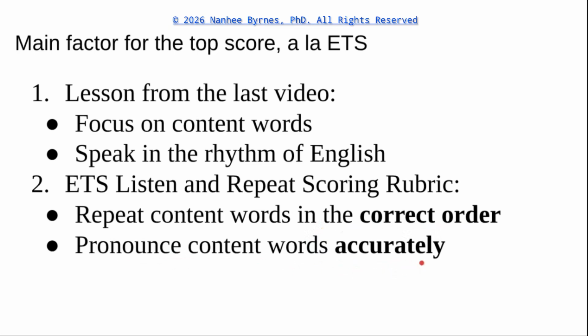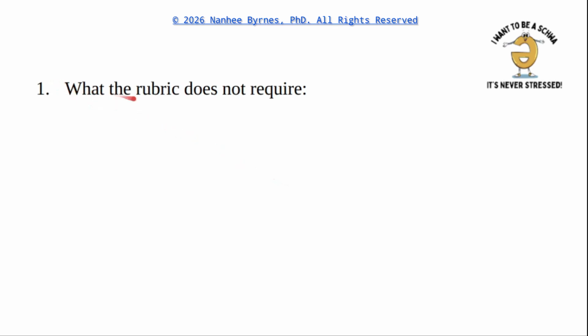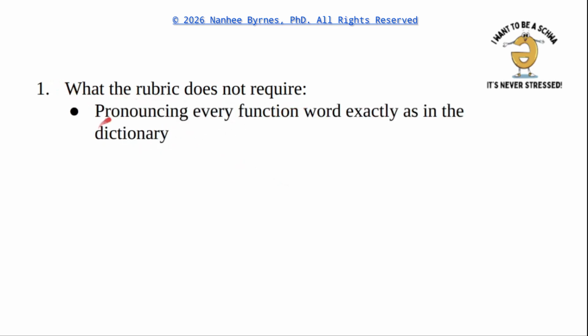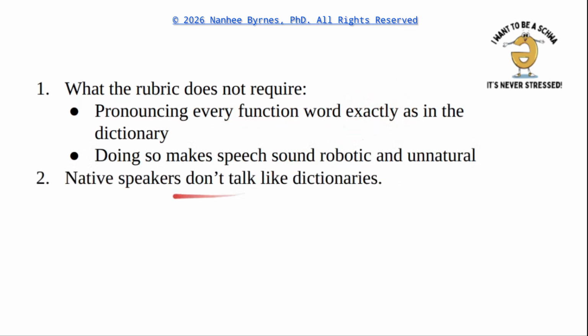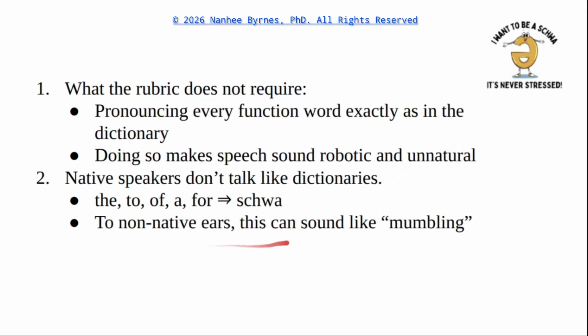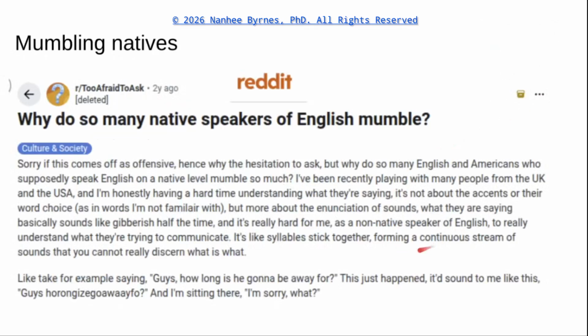Notice what the rubric does not require. It does not say you must pronounce every function word exactly the way it appears in the dictionary. If you did that, your speech would sound robotic and unnatural. Native speakers don't talk like dictionaries. When native speakers speak, they reduce function words. Small grammar words like the, to, of, for are often reduced to a soft schwa sound. Because of this, native speech can sound like mumbling to non-native ears.